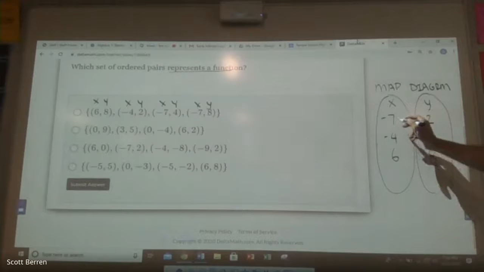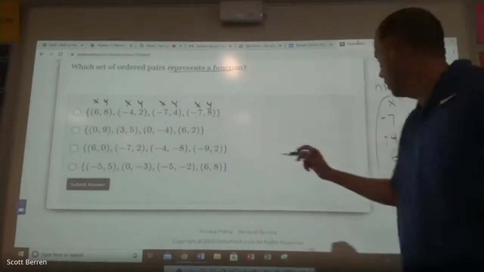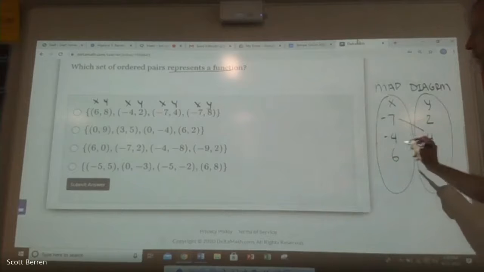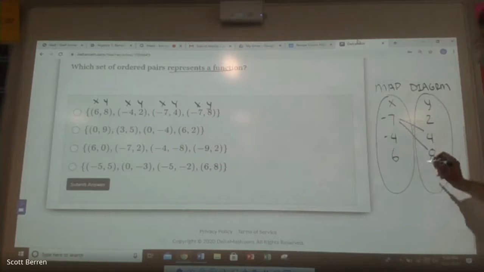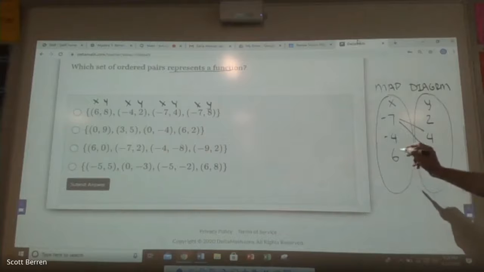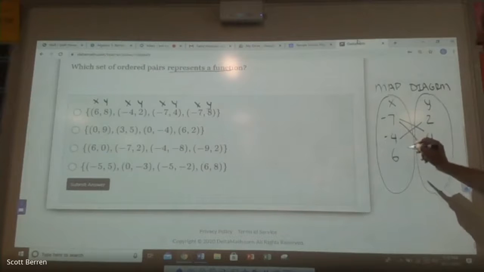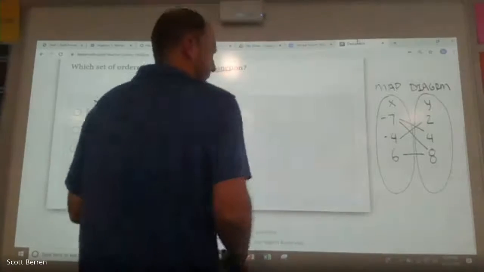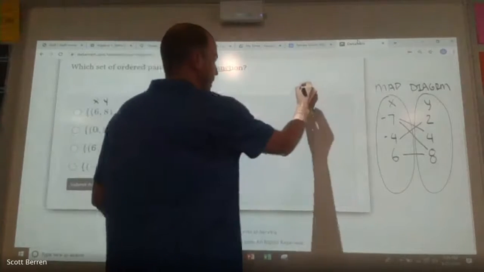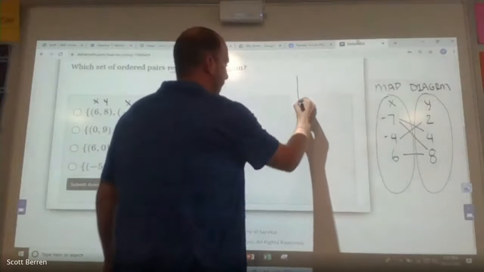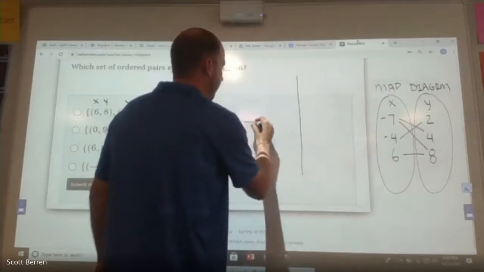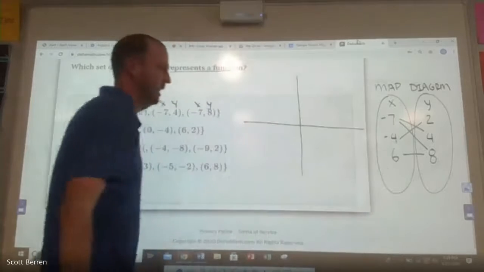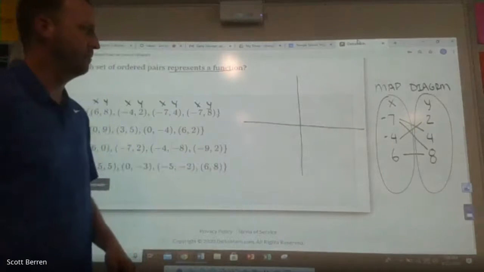So the -7, what does that go with? Well, it goes with 4. And it goes with 8. -4 goes with 2. And 6 goes with 8. Last thing I'm going to do right here is I'm going to draw a big kind of cross like that. We're going to go ahead and graph this.